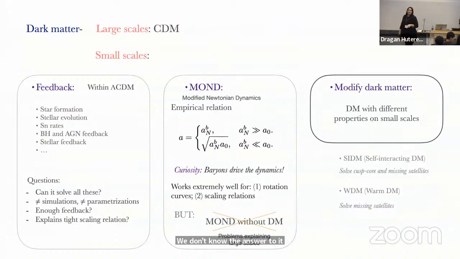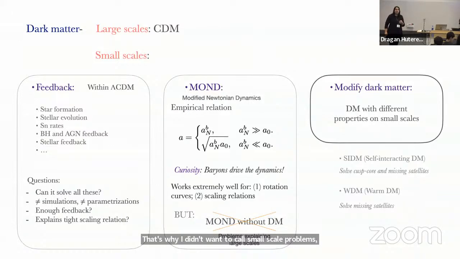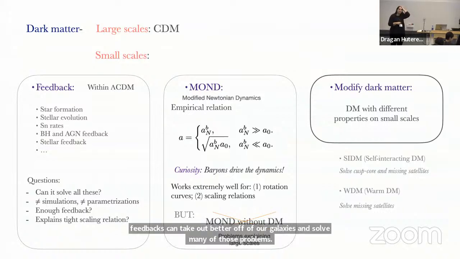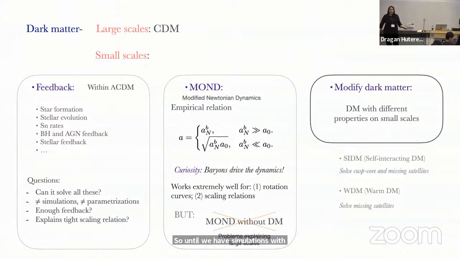But again, one thing should be said about the small scale problems. That's why I didn't want to call them small scale problems, but challenges. Those are incompatibilities between simulations of CDM alone and observations. And we know that our universe has baryons, right? So one solution is, of course, we need simulations with baryons. Because feedback, we know feedback can create cores. Feedback can take matter out of our galaxies and solve many of those problems. So until we have simulations with baryons included, and all of them agree, because the problem now is that we cannot include baryons like the real thing. We have to parameterize how baryons behave in these simulations, and each simulation does it in a different way. They don't quite agree on what they predict. Maybe they agree in general, but you can see a lot of difference between them. So it's an open question.